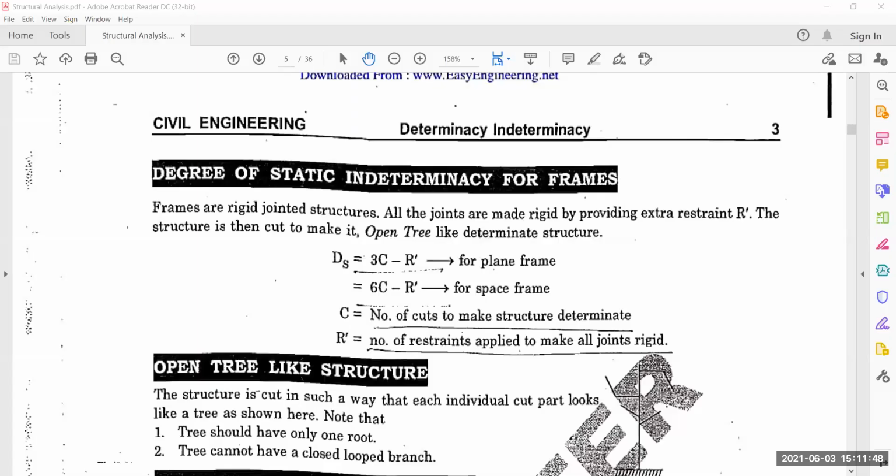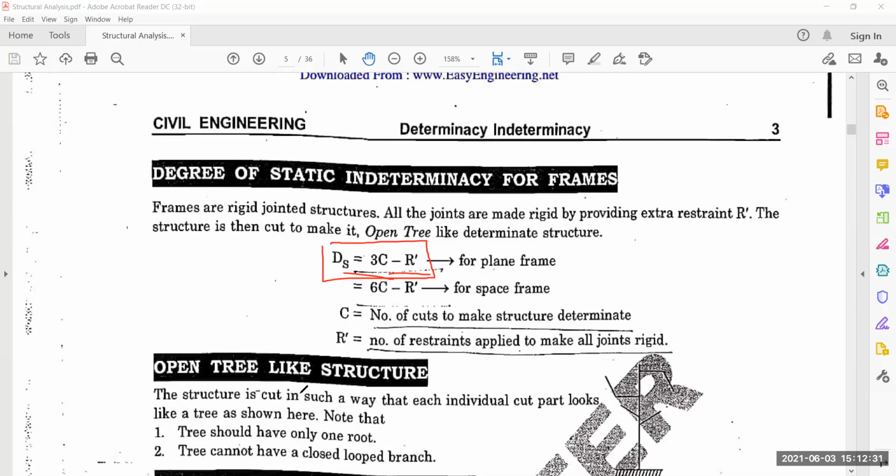I think in last class I had discussed the degree of static indeterminacy for frame, and in frame I discussed the shortcut, how we determine DS for frame. So my first question is for Umang. I have discussed DS is equal to 3C minus R dash. So how do you find DS for frame? Please explain from your side.